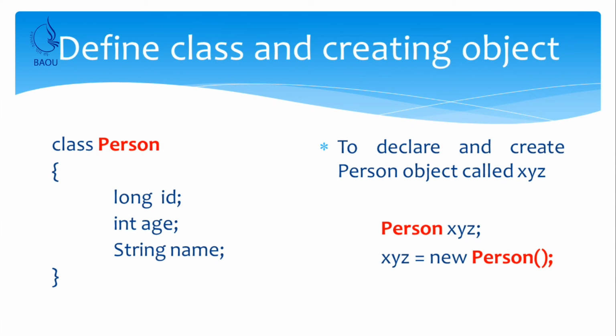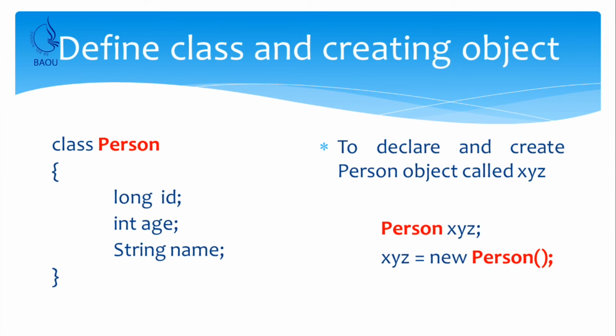Now, inside this class we do not define any method, but we can have a method for reading this data as well as another method for showing this data. Now, once this class with instance variables and methods is defined, you can create an object of its type. So, to declare and create a Person object called xyz, first we declare a Person type object, Person xyz. Here xyz represents a person.